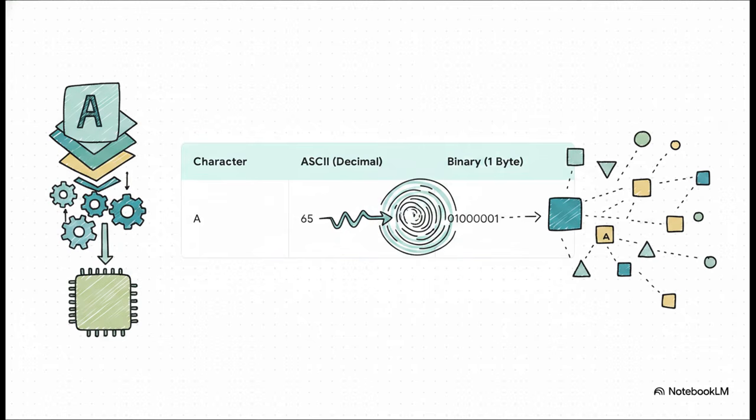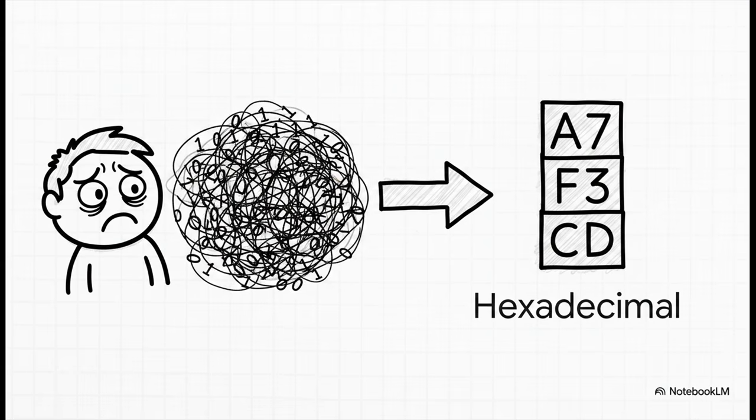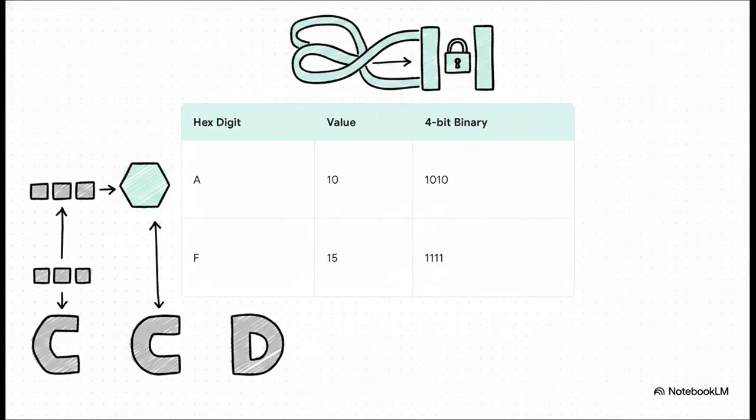Pretty cool, huh? As you can probably imagine, staring at long strings of ones and zeros would be a total nightmare for any human being. So to make life a whole lot easier, programmers came up with a handy shorthand system called hexadecimal. Hexadecimal is what we call a base 16 system. To get 16 symbols, it just uses the numbers 0 through 9, and then it borrows the letters A through F to represent values 10 through 15. Now, the real magic here is that each single hex digit perfectly represents a group of 4 bits. It just makes it a much, much cleaner way for people to read and write binary code.